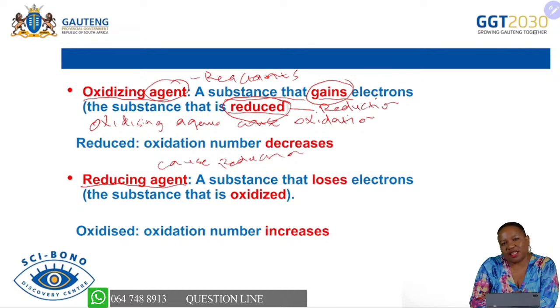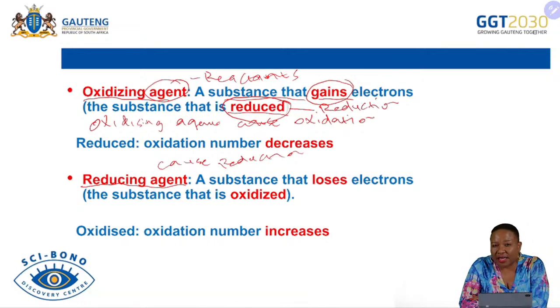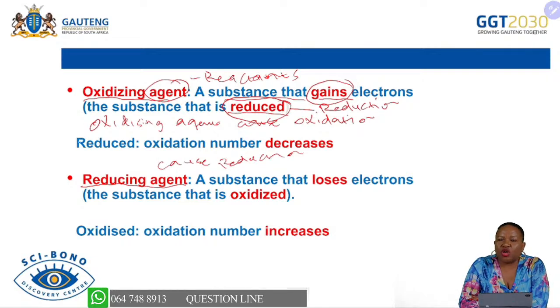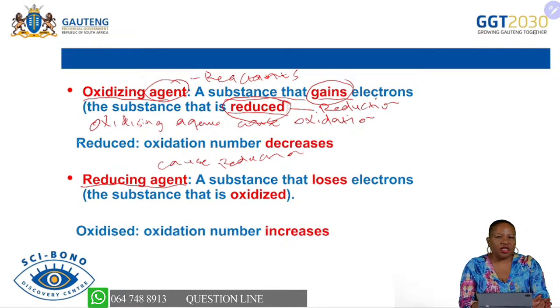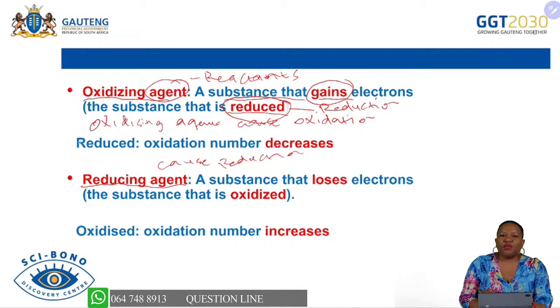So the agents might sometimes be confusing if you don't understand them very well, because oxidizing is an action verb. So it's what you are doing. It's a doing verb. So if you are oxidizing something, you are not doing it to yourself, but you're doing it to somebody else. So it's not that because you are an oxidizing agent, you are going to undergo oxidation. It means you are causing oxidation. It means you are causing the other species to undergo oxidation.